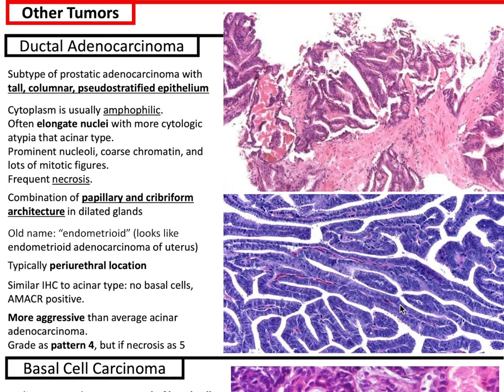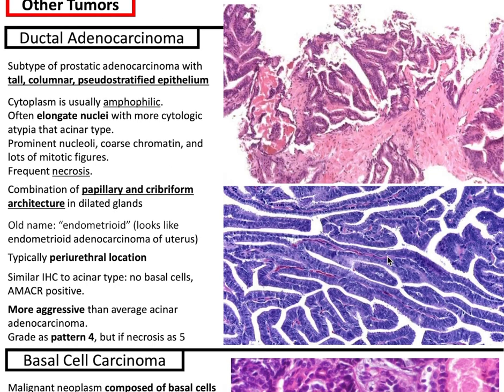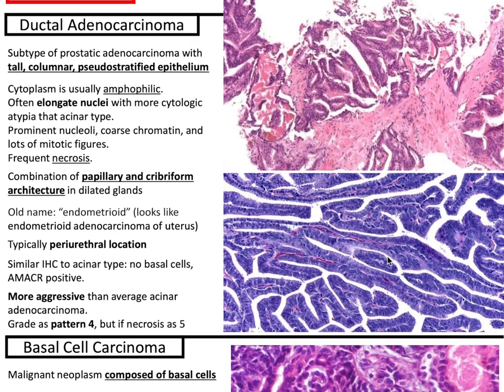And the old name was endometrioid because it looks like endometrioid adenocarcinoma of the uterus. And it's typically around the urethra. And the immunohistochemical pattern is similar to your acinar adenocarcinoma, where you'll have no basal cells and AMACR will be cytoplasmic positive. And it's more aggressive than your average acinar adenocarcinoma, and that's why it's graded as pattern 4. But if necrosis is present, then you'll grade it as 5.